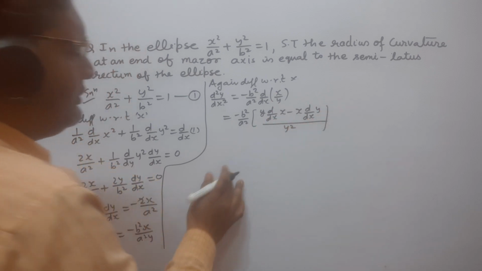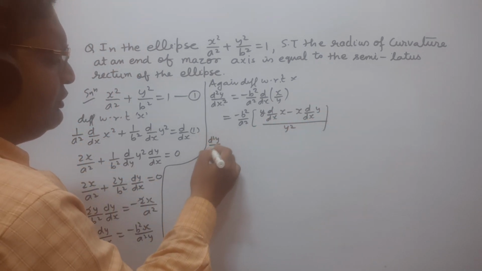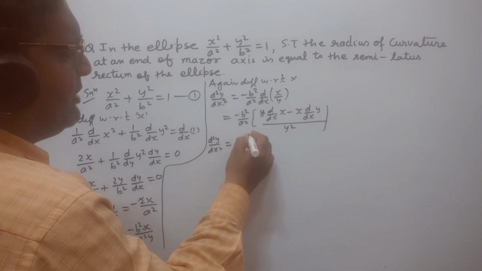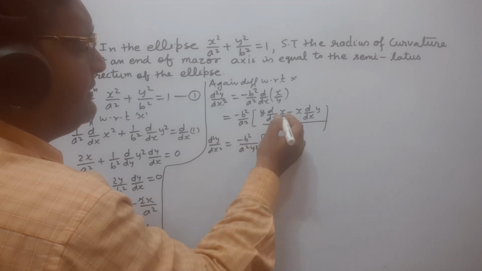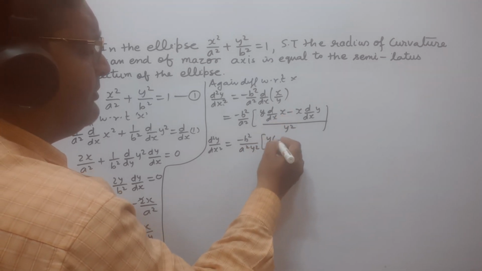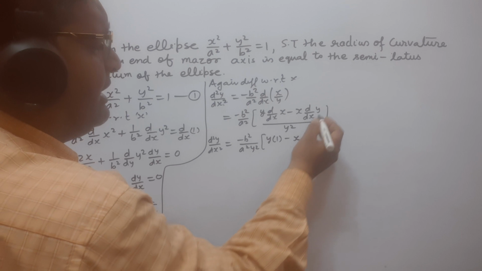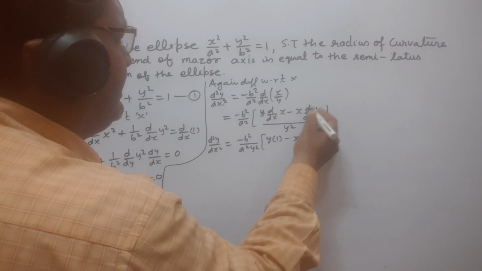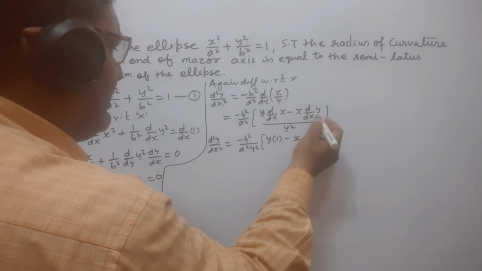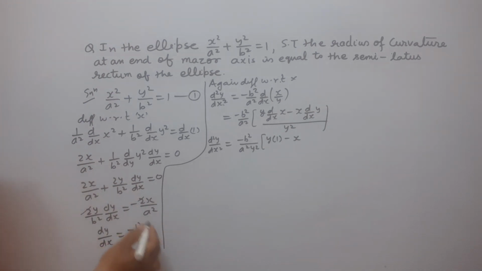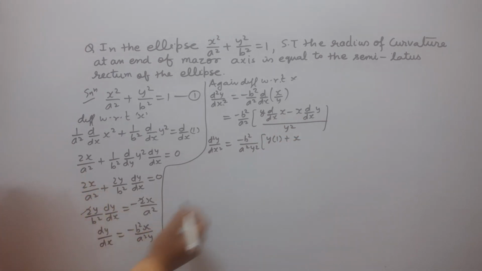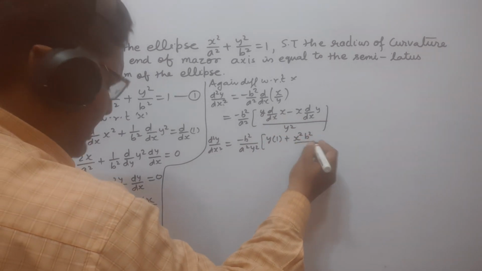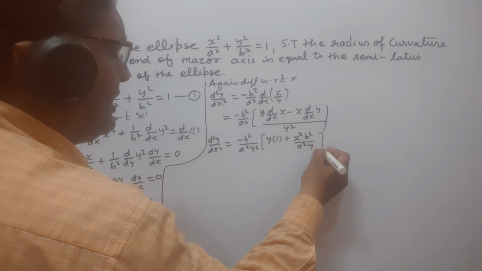So this can be written as d2y by dx2 is equal to minus b square upon a square y square here, and the differentiation of x with respect to x is 1, minus x, and here this is dy by dx, so we put here the value of dy by dx, that is minus b square x upon a square y. So this minus multiplied by this minus gives plus, and this x multiplied by this x we get x square b square divided by a square y.